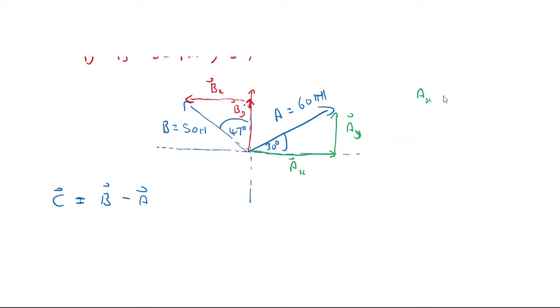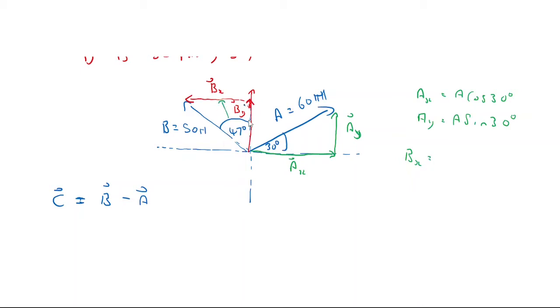Ax will be given by whatever a is, cos of 30 degrees. Ay will be given by whatever a is, sine of 30 degrees. What about b? Bx is going to be given by, now look at the angle. The angle is here, but bx is opposite the angle. You draw a line from the angle. It's opposite.